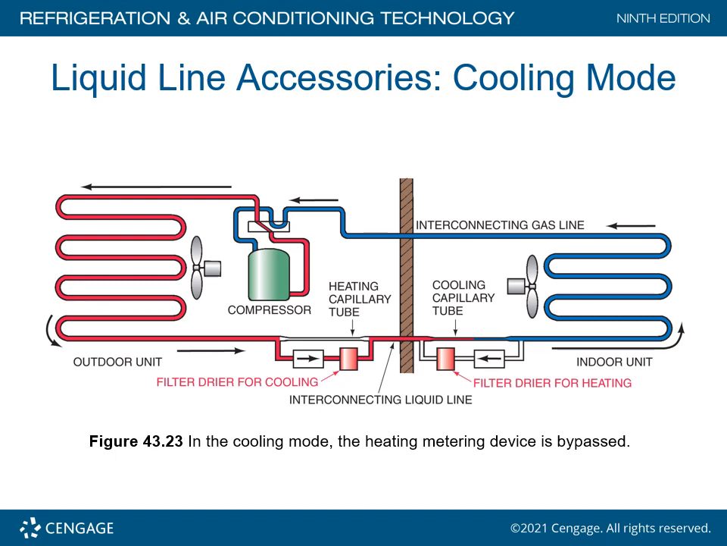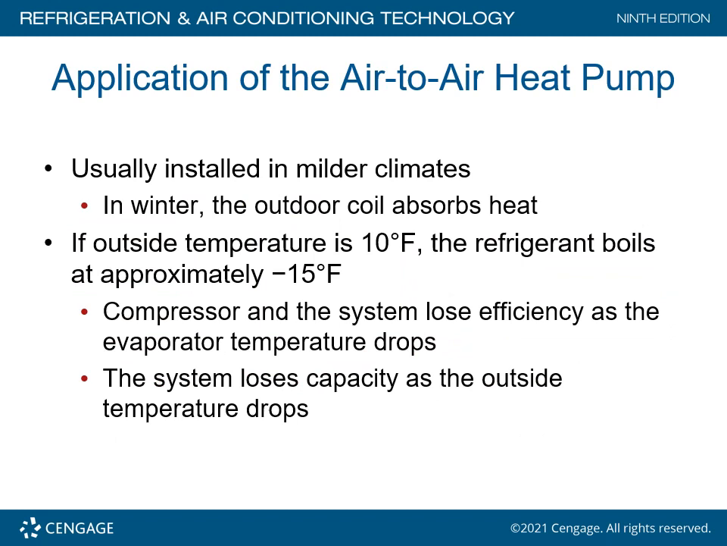Then that refrigerant becomes a high pressure, high temperature liquid going through this metering device, the capillary tube. At this point, we've taken the path of least resistance, because the flow of refrigerant in this particular case is going to hit a roadblock, since this check valve is keeping this filter dryer closed. It's going to go through the cooling capillary tube, which is our metering device, into the evaporator, where we absorb heat from the return air, and then bring that low pressure, low temperature vapor back to the compressor.